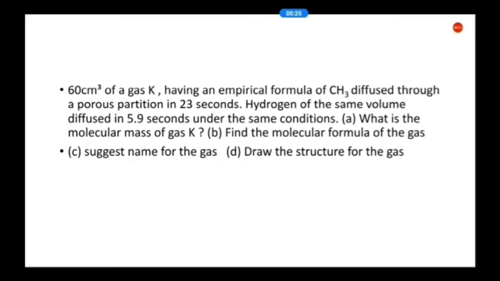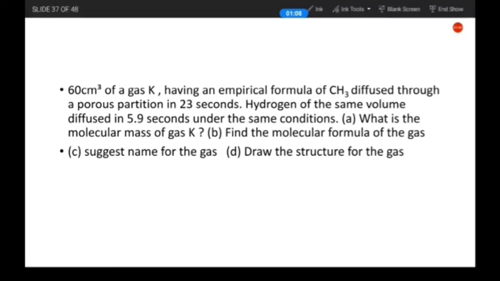60 centimeter cube of a gas K having an empirical formula of CH3 diffused through a porous partition in 23 seconds. Then hydrogen of the same volume diffused in 5.9 seconds under the same conditions. Question A. What is the molecular mass of gas K? Question B. Find the molecular formula of the gas. Question C. Suggest a name for the gas. And then question D. Draw the structure for the gas.